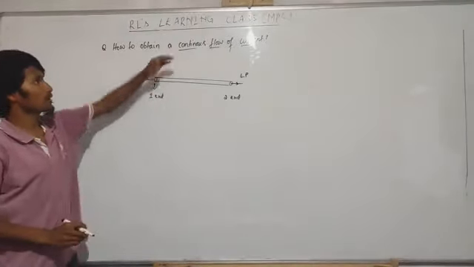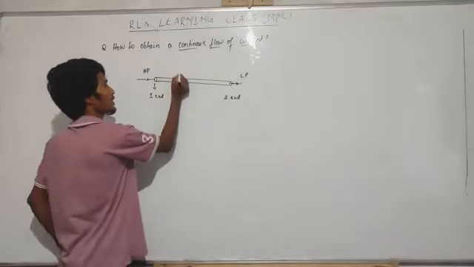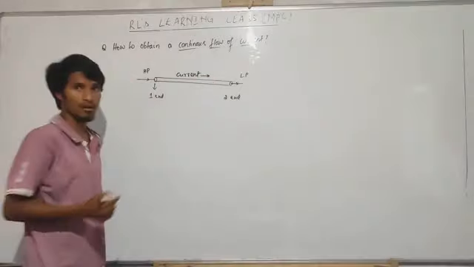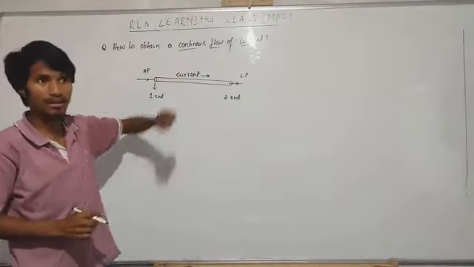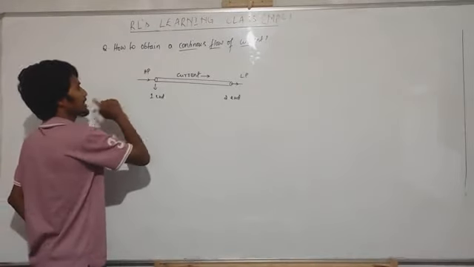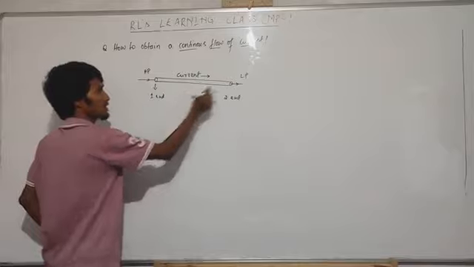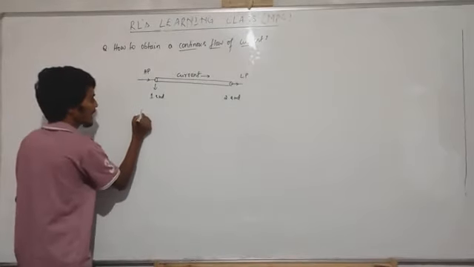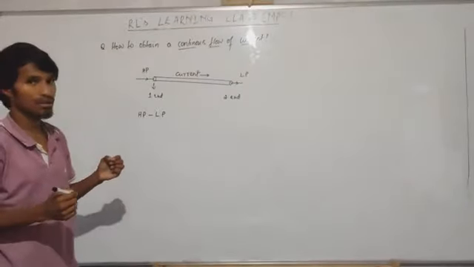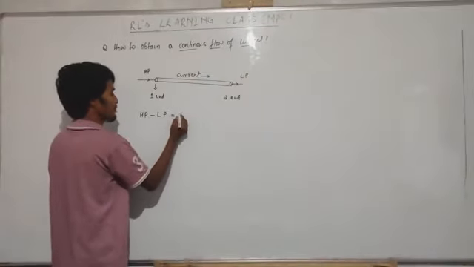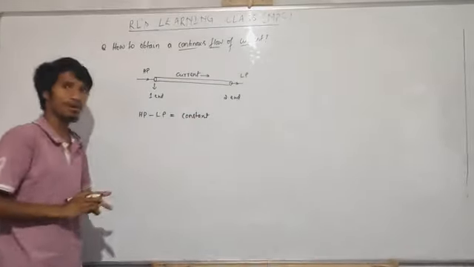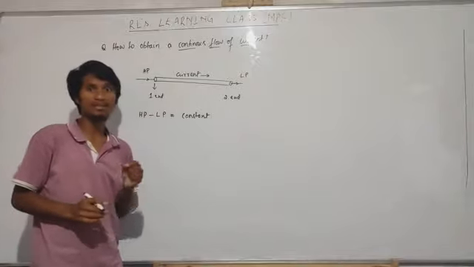To maintain that the current flowing on this wire, or on this conductor, remains continuous means it should be constant, the same everywhere. Remember, let's say this is the highest potential and this is the lower potential. The higher potential minus the lower potential should at every time give a constant. It means the difference in potential.